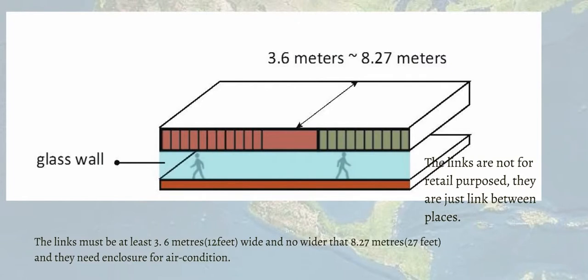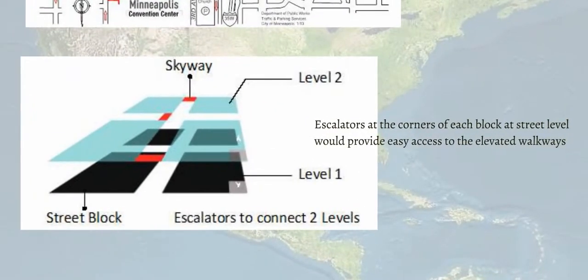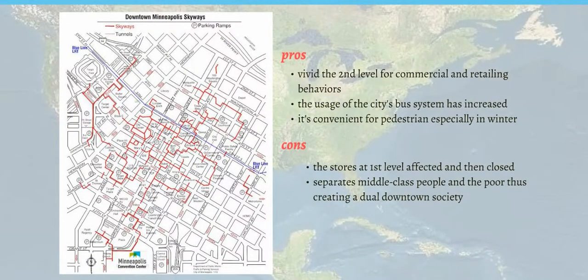The links must be at least 3.6 meters wide and no wider than 8.27 meters, and they need enclosure for air conditioning. Escalators at the corners of each block at street level will provide easy access to the elevated walkways. There are many advantages of this system. First, visits to the second level for commercial and retailing activities. Second, the usage of the city's bus system has increased. Third, it's convenient for pedestrians, especially in winter.